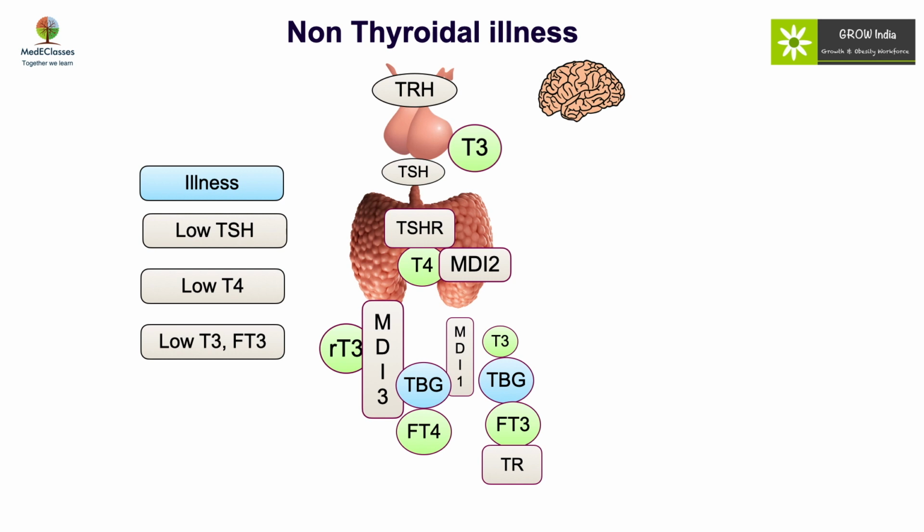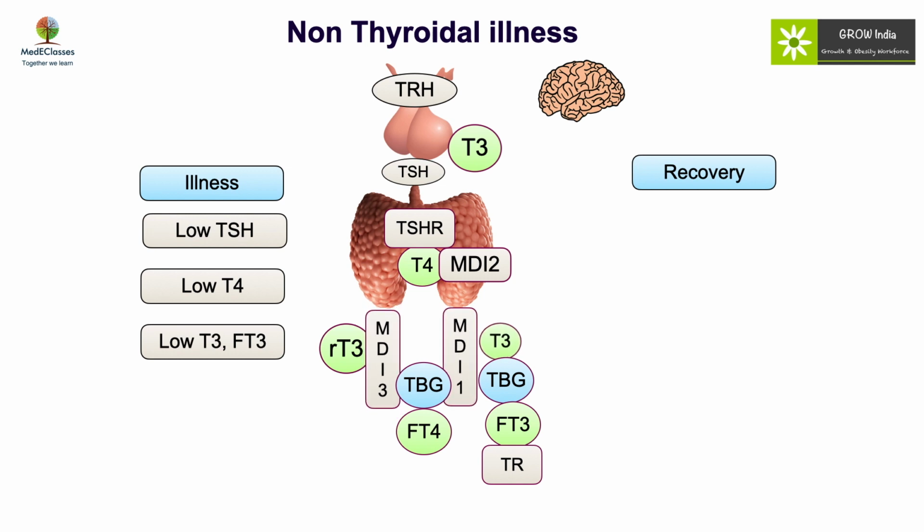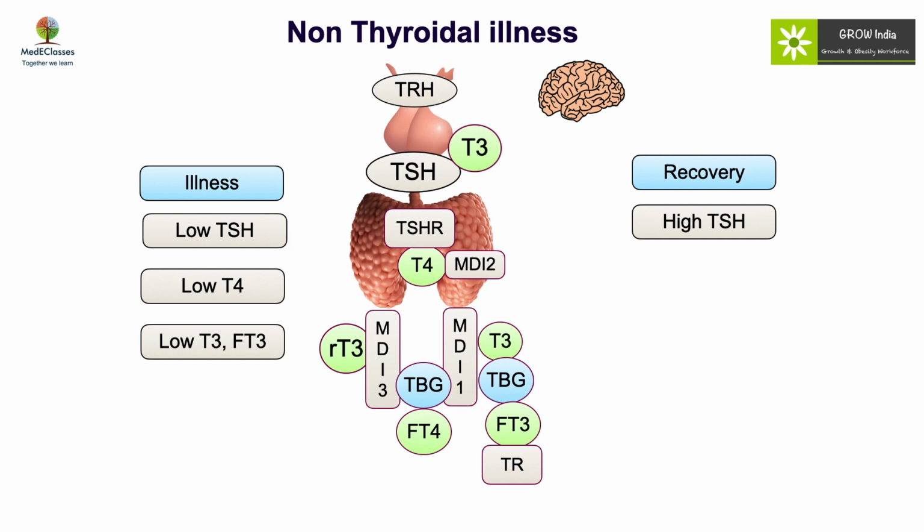Therefore, all preterm babies, and all babies who have been on intensive care, should have a repeat congenital thyroid screening at around day 21 of life. Now, once the body recovers, thyroid function is again required. MDI3 goes down, MDI1 goes up, so T3 will go up. MDI2 will go up, so the brain will say, okay, we need more TSH. So recovery may have a high TSH, low T4, normal T3.